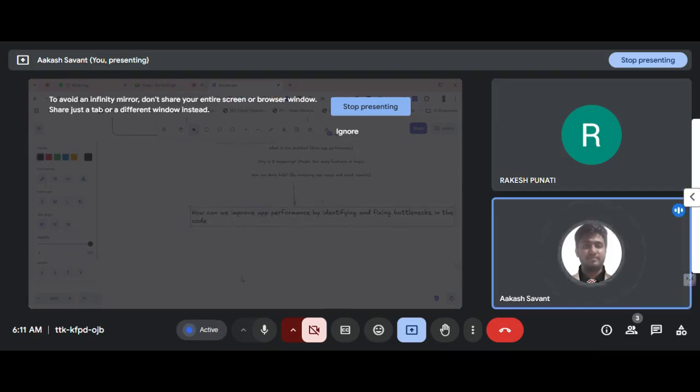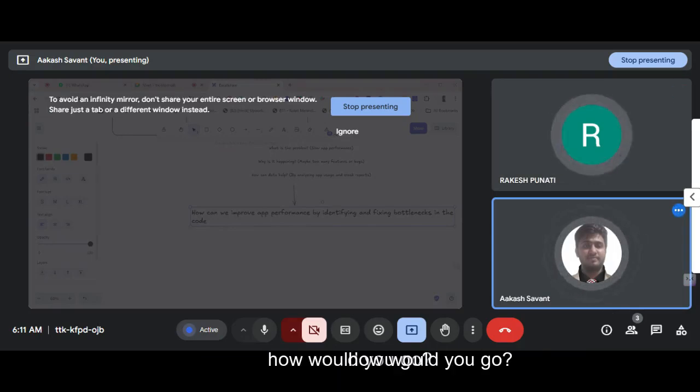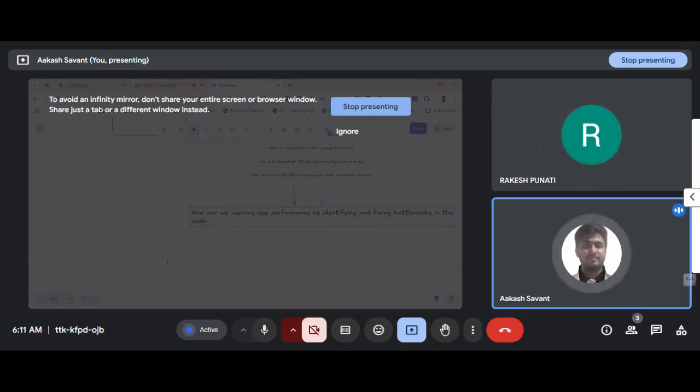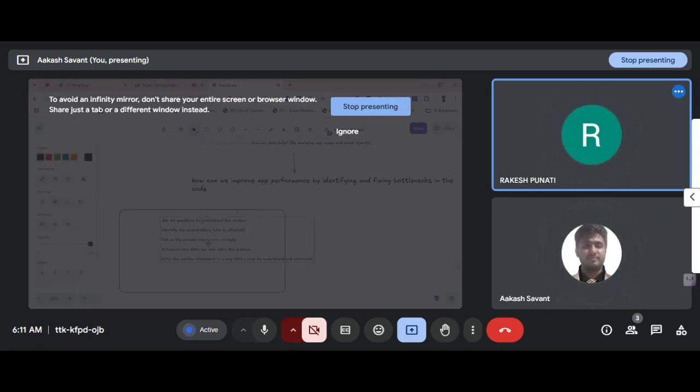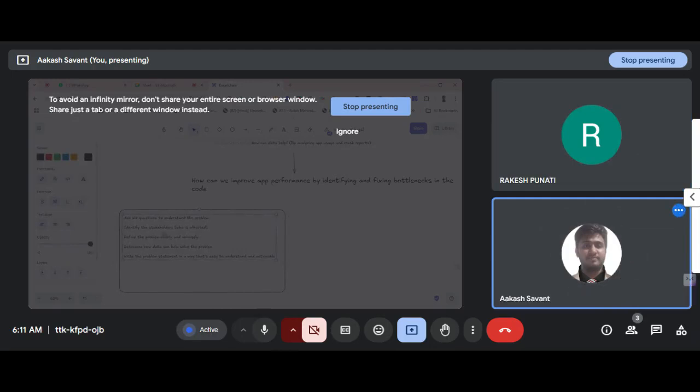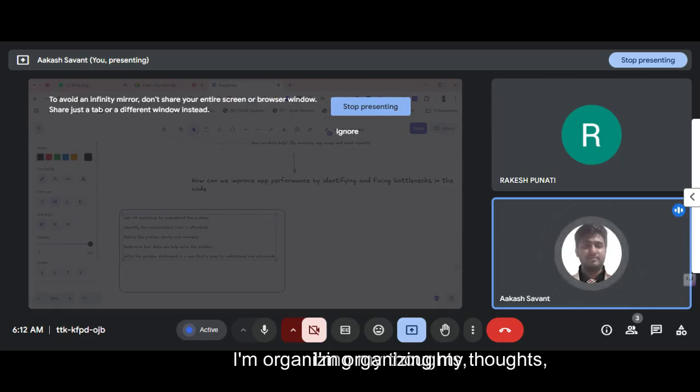This is done now. Let us summarize whatever we have discussed. Whenever you want to frame a problem statement, these are the steps that you need to take as a data analyst. Ask WH questions to understand the problem. Identify the stakeholders who are affected. Define the problem clearly and concisely. Determine how the data can help to solve this problem. And write a problem statement in such a way that it is easy to understand and actionable.